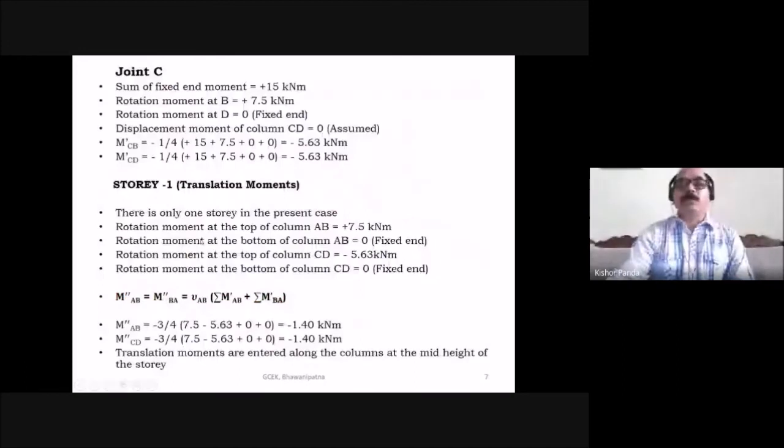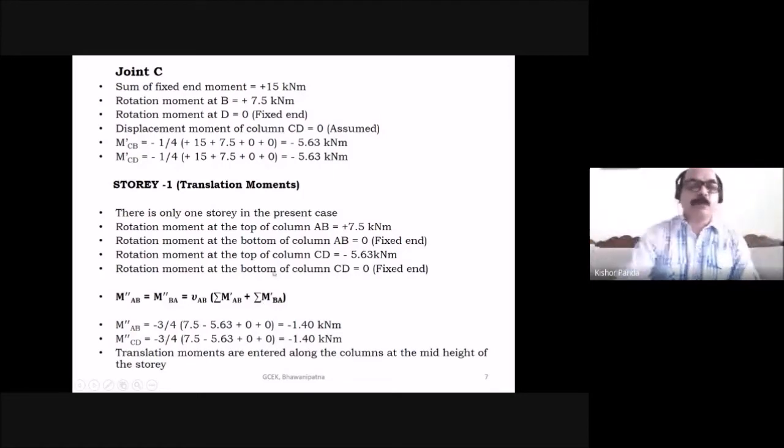Rotational moment at top of the column AB 7.5 kilonewton meter. Rotational moment at the bottom of the column AB 0. Rotational moment at the top of the column CD minus 5.63. Rotational moment at the bottom of the column CD 0. Then this is the formula: M double dash AB is equal to M double dash BA is equal to new AB summation of M dash AB plus summation of M dash BA. Means this is the sum of the rotational moment of the top of the column, and this is the rotational moment of the bottom of the column.